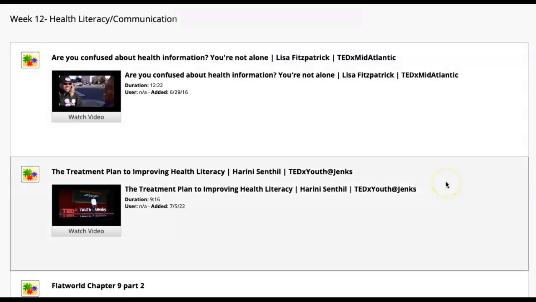Welcome to week 12, Health Literacy and Communication. Of course, this week we're going to talk about what it means to understand healthcare terminology and some of the challenging aspects of that. So how do we make sure that our population is health literate so they can make good decisions and really have health care that benefits them? Part of that is making sure that we communicate appropriately in any given circumstance.